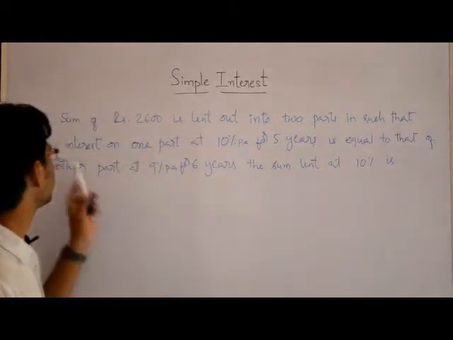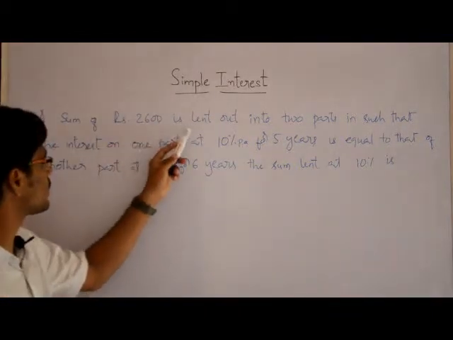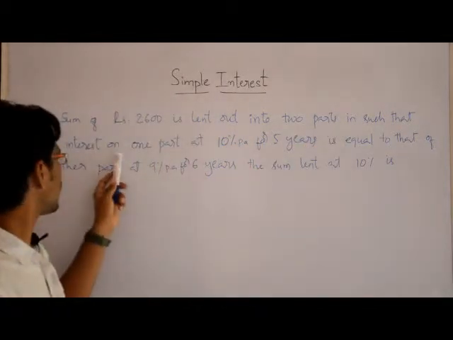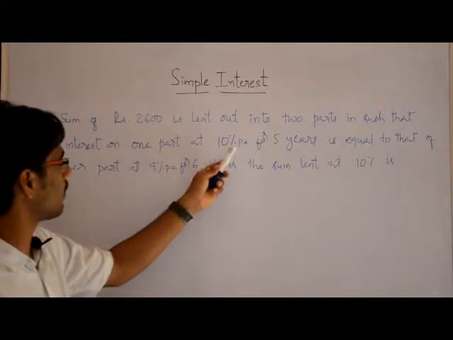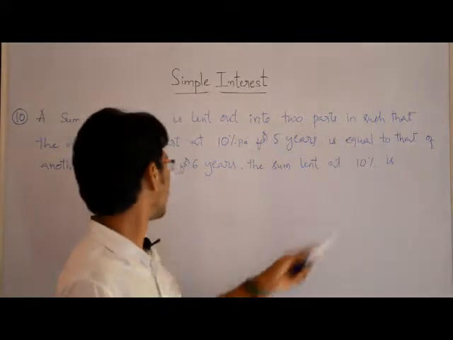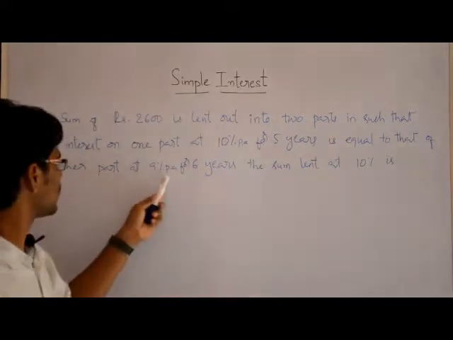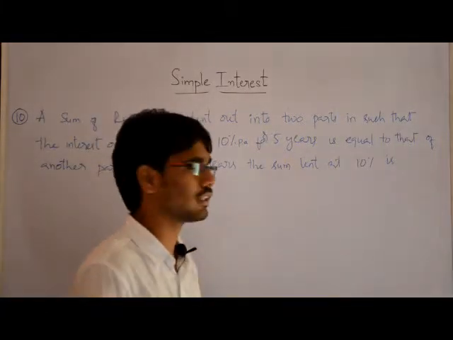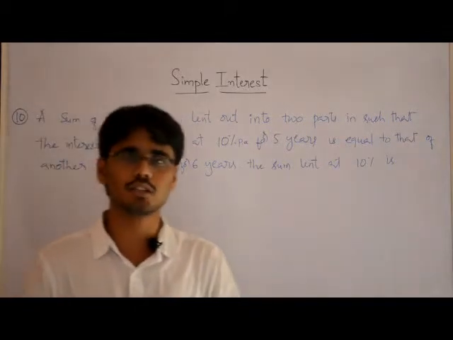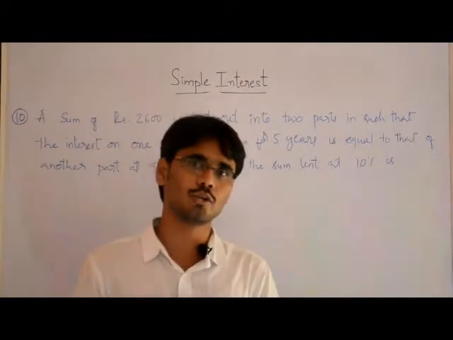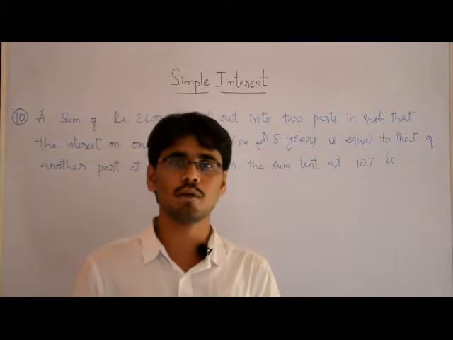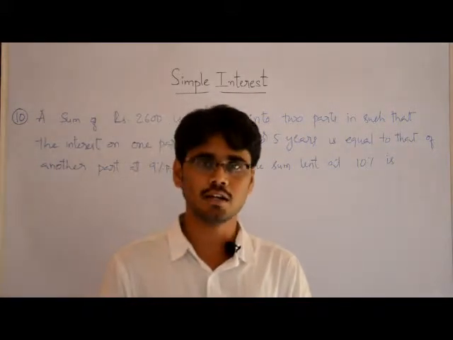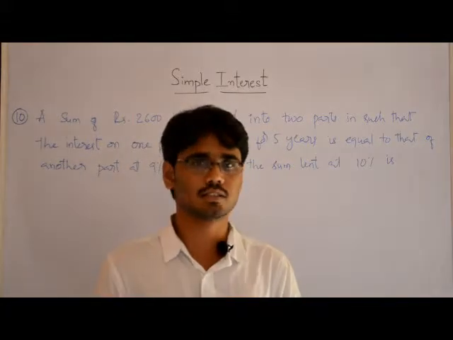Here the question is: a sum of 2600 rupees is lent out in two parts such that the interest on one part at 10% per annum for 5 years is equal to that of another part at 9% per annum for 6 years. The sum lent at 10% is? Here the total 2600 rupees sum is divided into two parts, and given one part at 10% for 5 years and another part at 9% for 6 years.